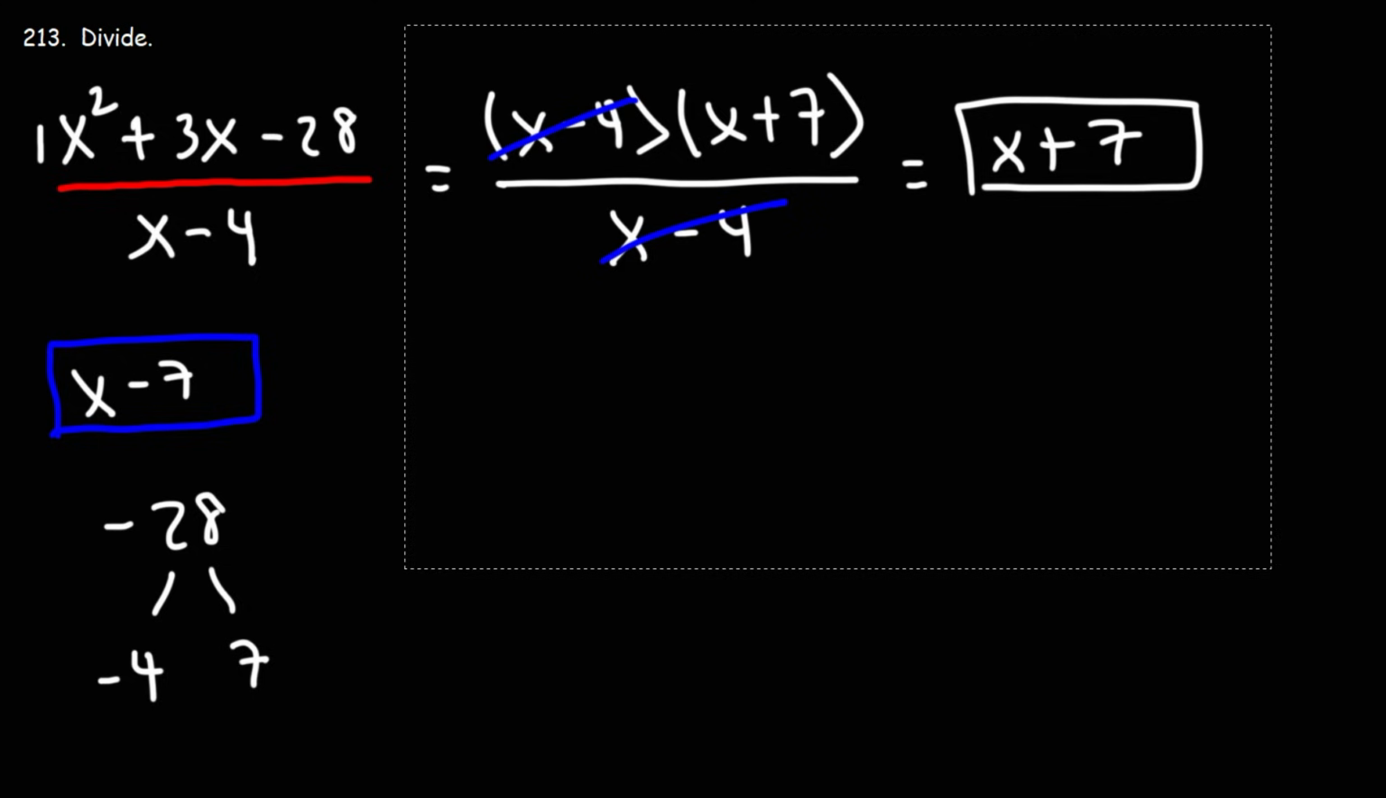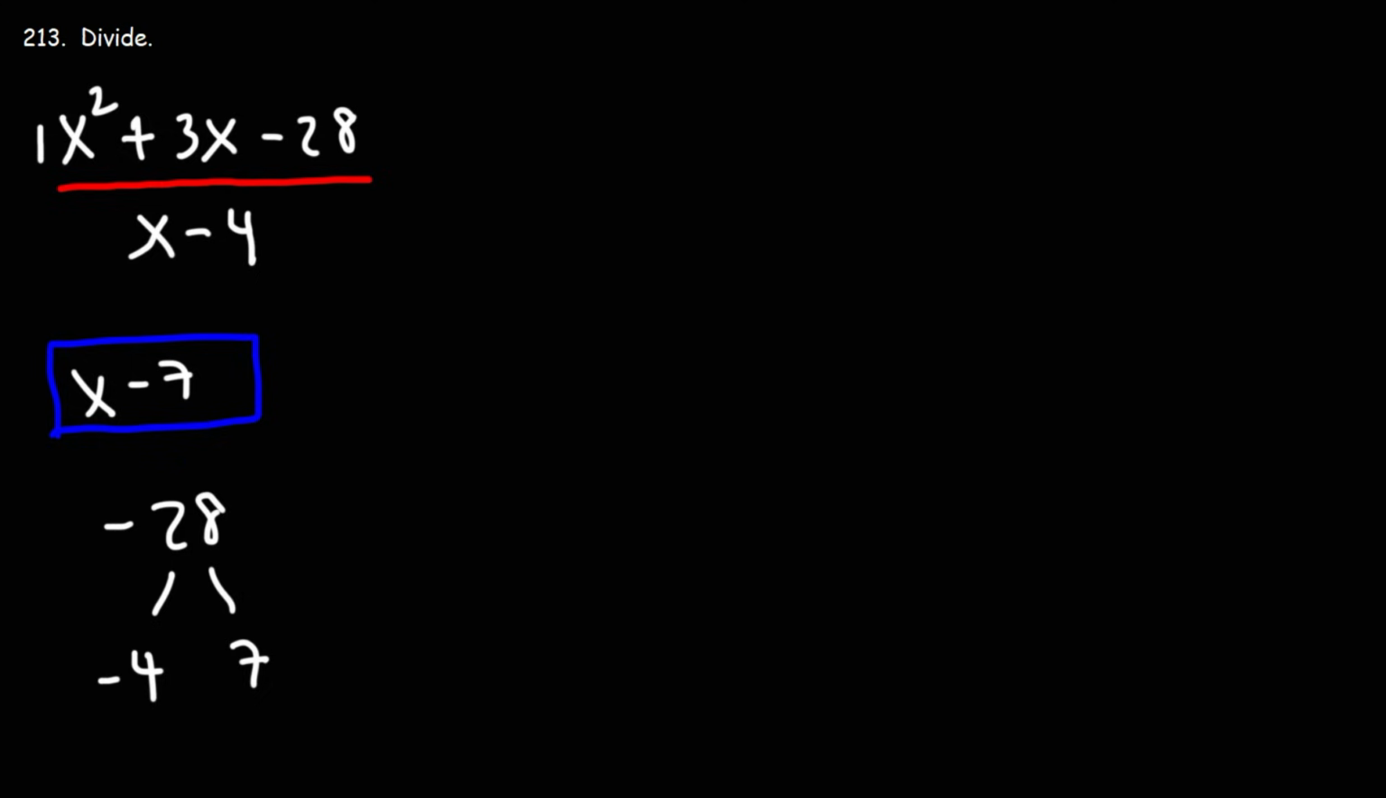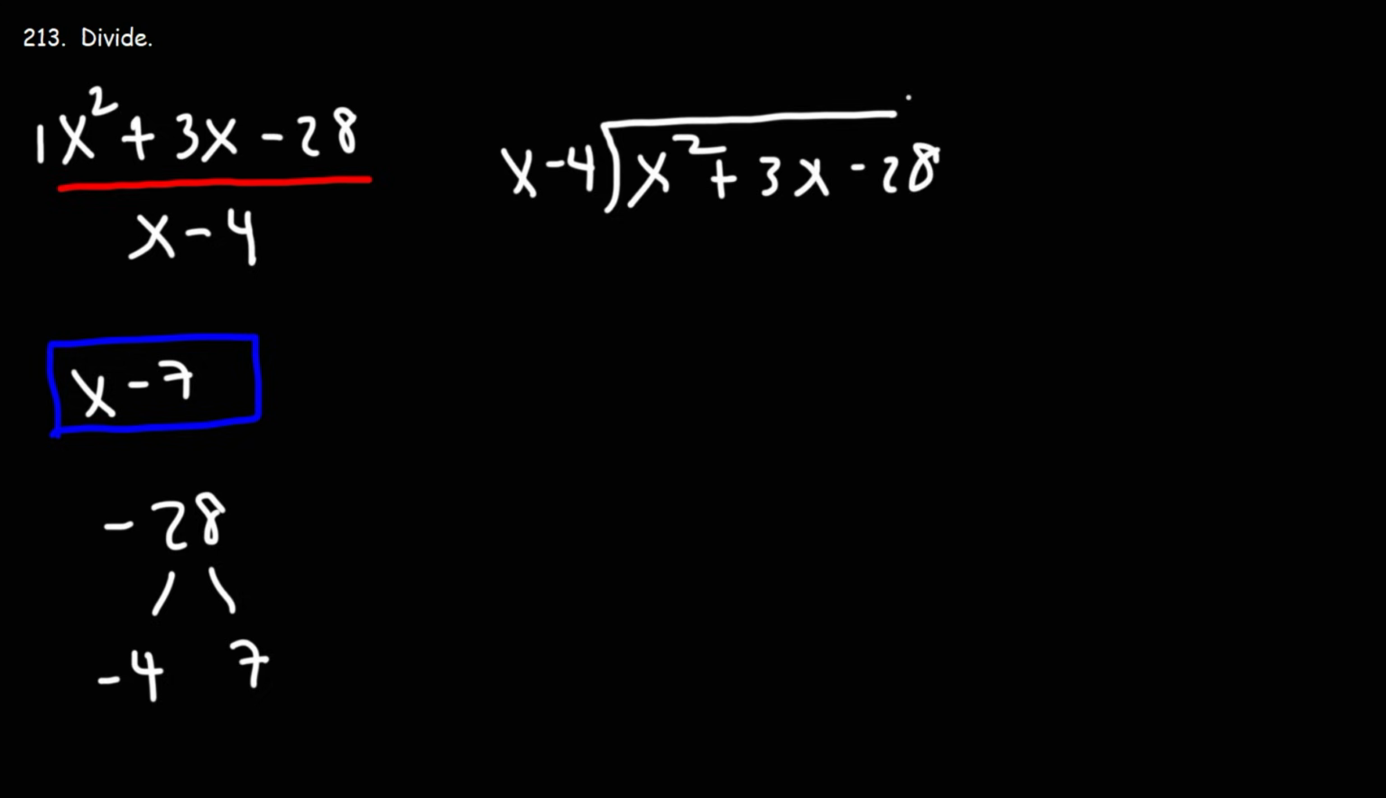Now let's get the same answer using long division. So we're going to have x minus 4 on the outside, x squared plus 3x minus 28 on the inside. X squared divided by x, that's x. X times x is x squared. And x times negative 4 is negative 4x. So now we're going to subtract.